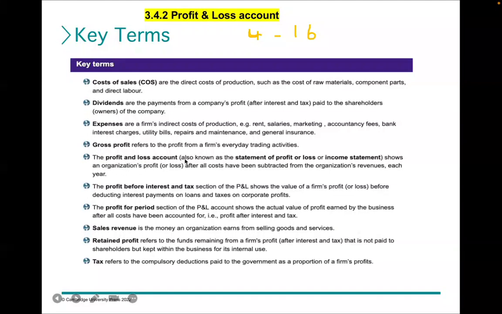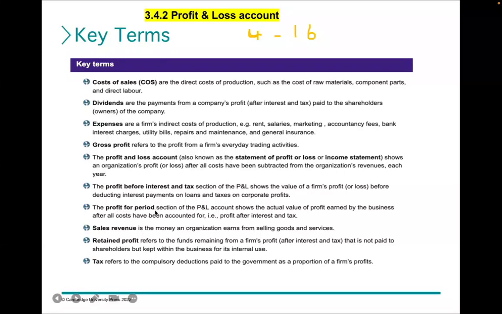The profit and loss account, also known as a statement or income statement, shows an organization's profit or loss after all costs have been subtracted from the organization's revenues each year. Profit before interest and tax means just that, because it has to come out. But it is noted at each stage: profit, gross profit, profit before interest and tax, profit before tax. But you can see that on the statement, the profit and loss statement.